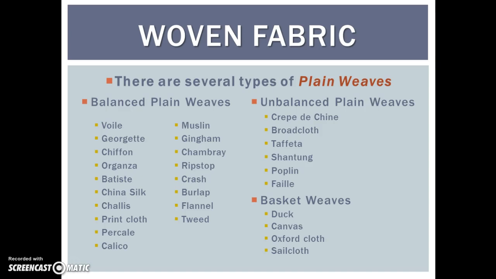But our balanced plain weaves can be a voile, a georgette, a chiffon, organza, batiste, a china silk, a challis, a print cloth, a percale, calico, muslin, gingham, chambray, ripstop nylon, crash, burlap, flannel, and tweed. All of these could either have a very stiff characteristic or a very soft drapable one. In your unbalanced plain weaves, you will find crepe de chine, broadcloth, taffeta, shantung, poplin, faille. Basket weaves, we have duck, canvas, Oxford cloth, and sailcloth.